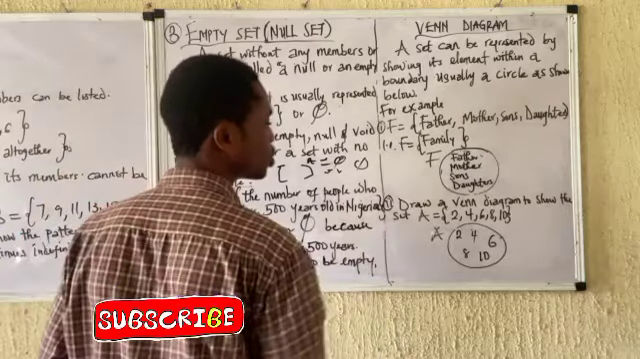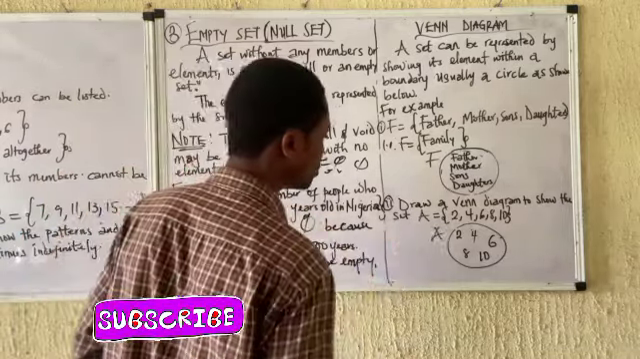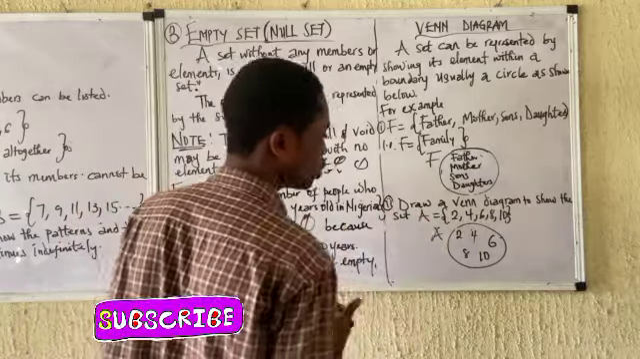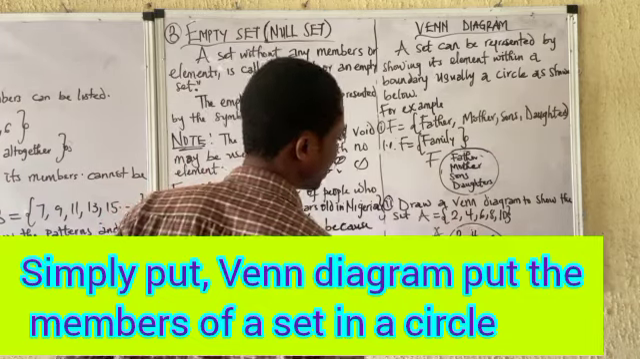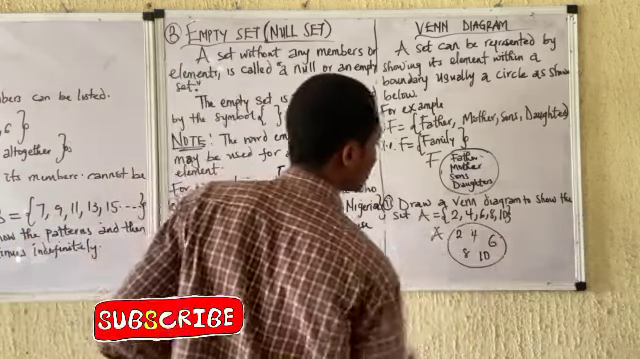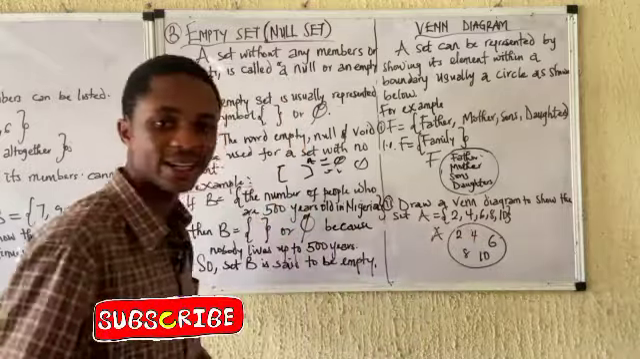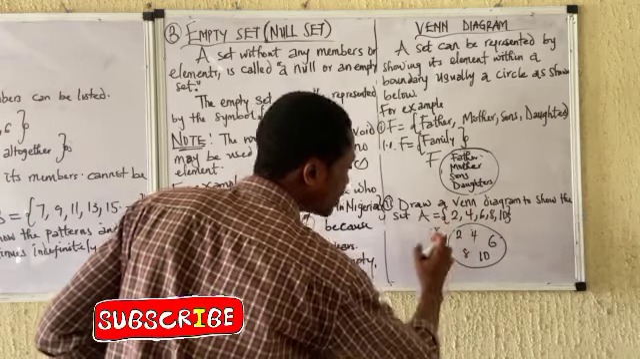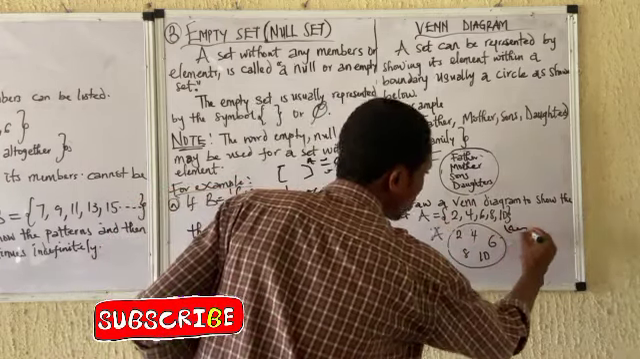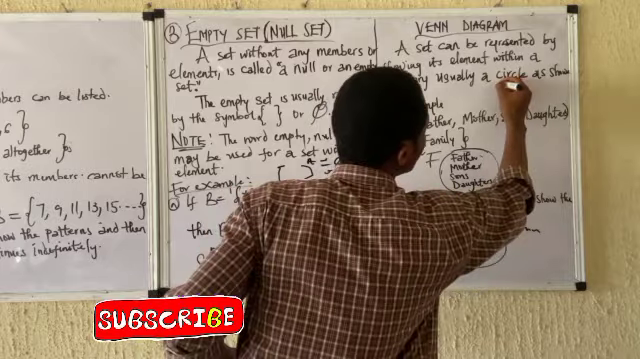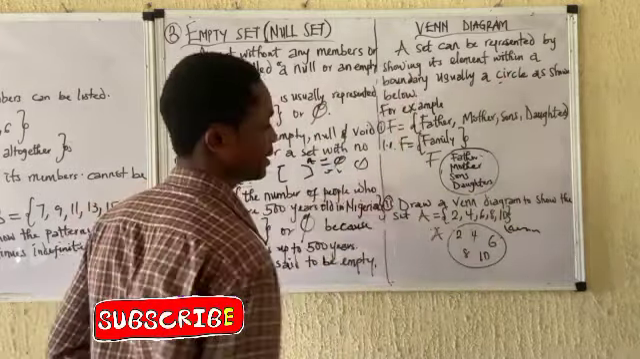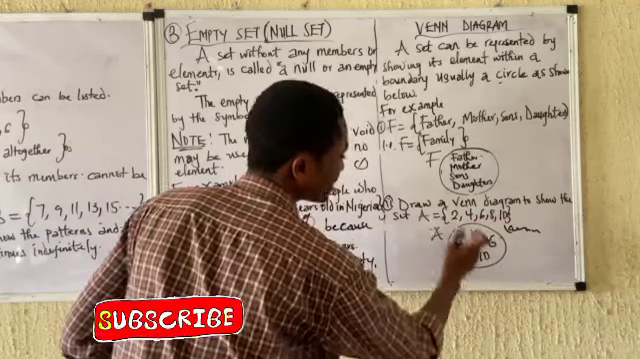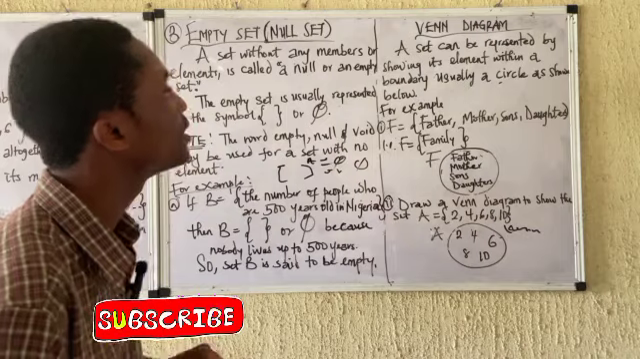Now, for example, draw a Venn diagram to show the set. Set A has the elements 2, 4, 6, 8, and 10. So if you are asked to showcase this in a Venn diagram, you know that A is our set. Since you are using a Venn diagram, all the elements should be in a circle or in a boundary. So you see the 2 is inside this boundary, the 4 is inside the boundary, the 6, the 8, and the 10. This is what they're talking about using a Venn diagram.